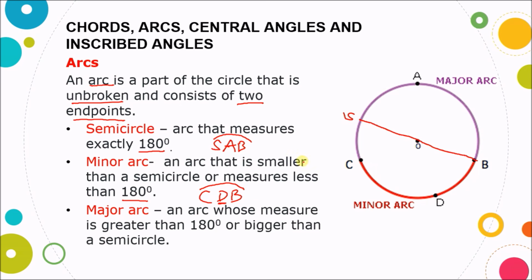We also have the major arc, which is greater than 180 degrees or greater than a semicircle. So yung purple dito, that's a major arc. Kung papangalanan natin, we have CAB, pwede rin CSB, as long as pumili ka nung nadaanan yung dalawang points bago mag-endpoint. So I will be taking CAB na lang. And it varies the answer as long as the endpoints are C and B.